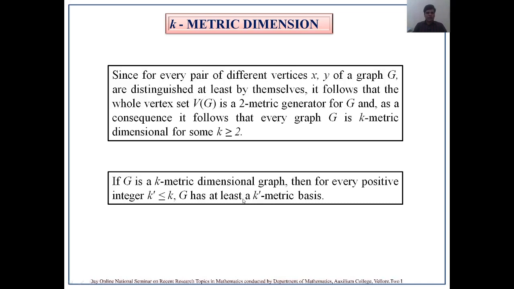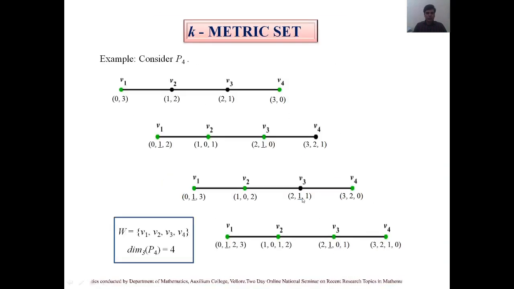And another result is that if G is a k metric dimensional graph, then for every positive integer k' less than or equal to k, G has at least k' metric bases. That is what is true. When we were discussing this one, definitely this is 3 metric dimensional. And is there any 2 metric basis? Yes, there is a 2 metric basis for this. 1 metric basis, that is definitely the metric dimension. If you choose any number less than k, that graph will have that much k metric set.